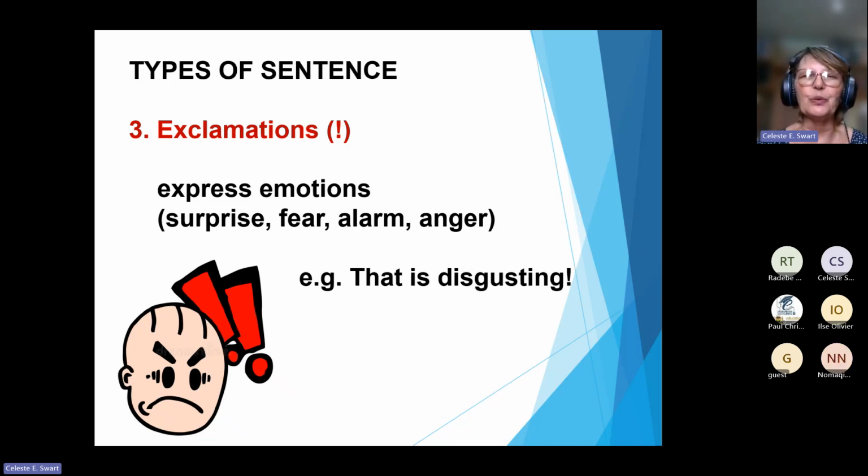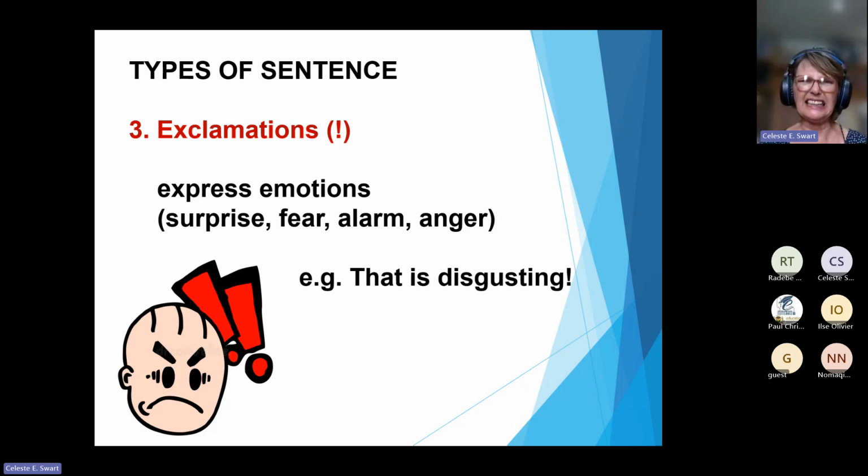This is something I used to always be puzzled about, and it's very simple. Your exclamation sentences express emotions. It could be surprise, it could be fear, alarm, anger. There's an absolute host of different emotions that could be expressed here. So don't think it's limited to these four. These are the only four that I've given as examples.